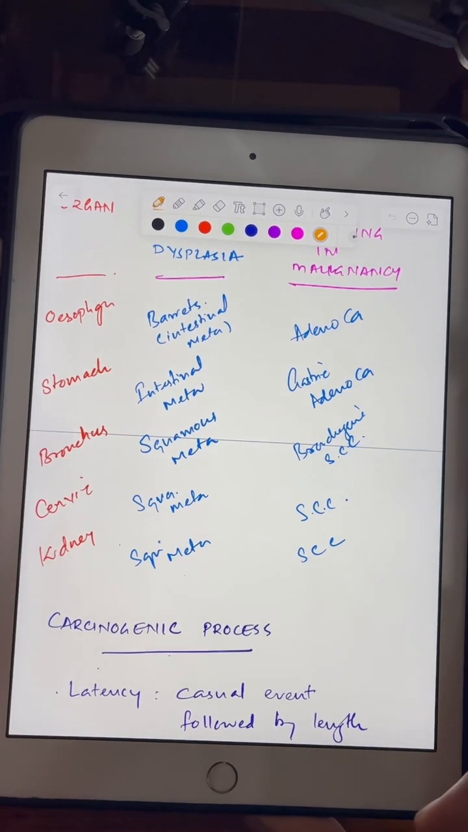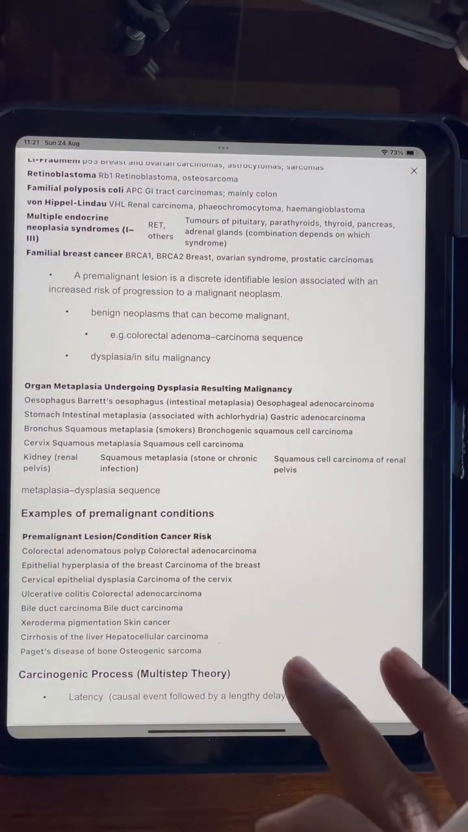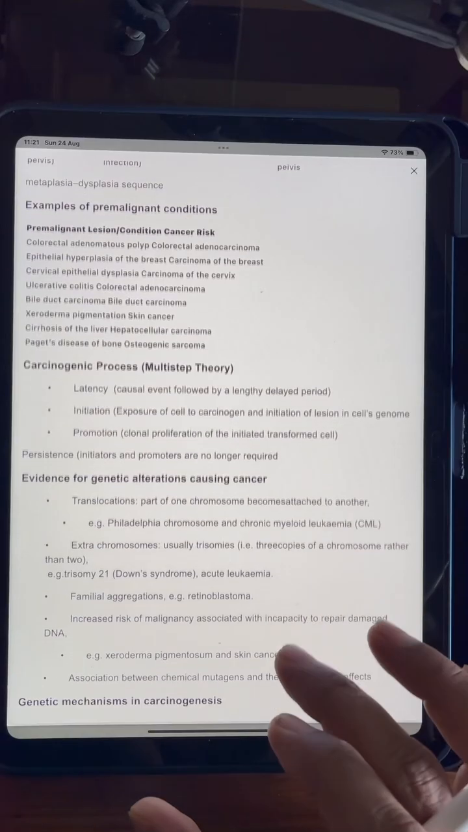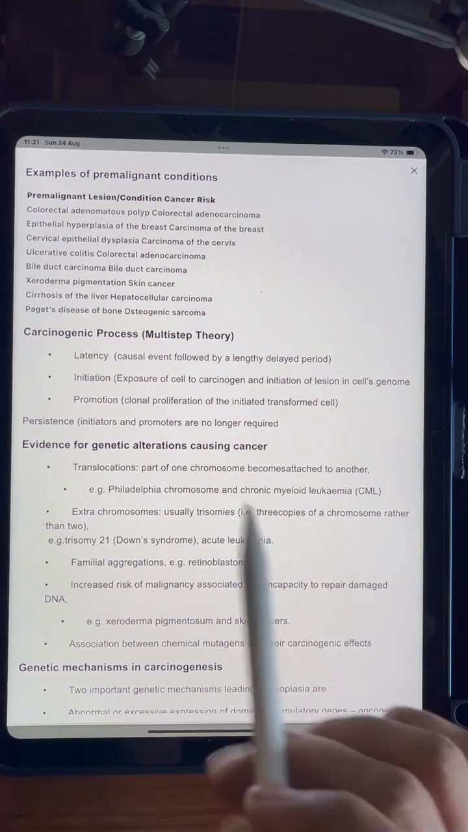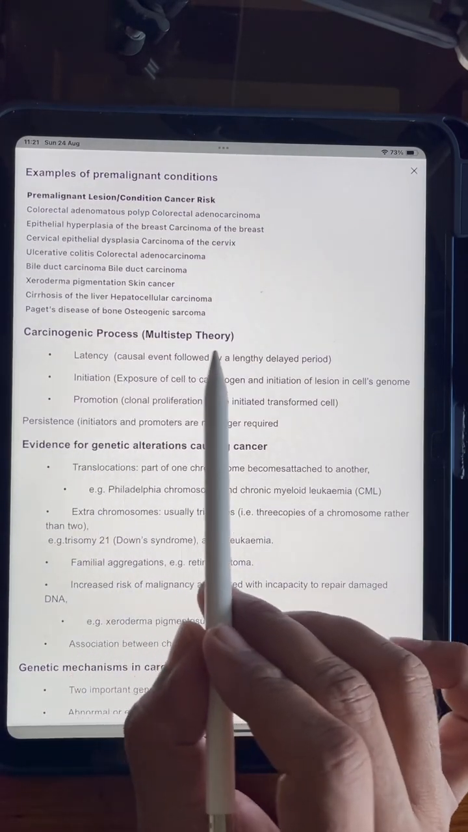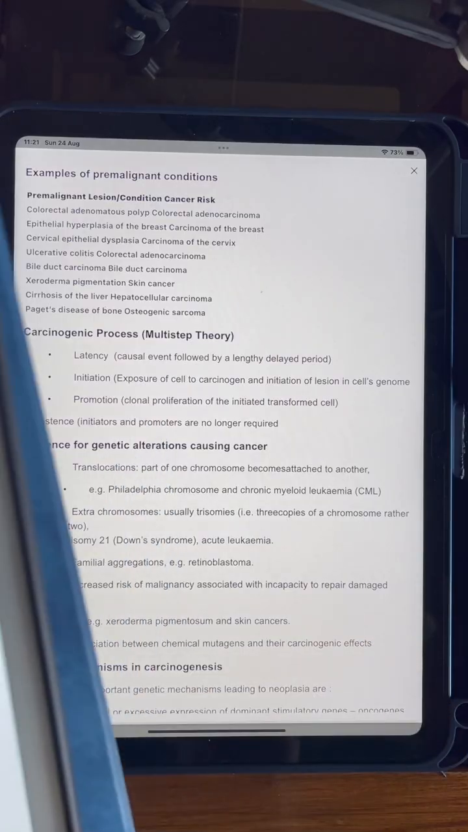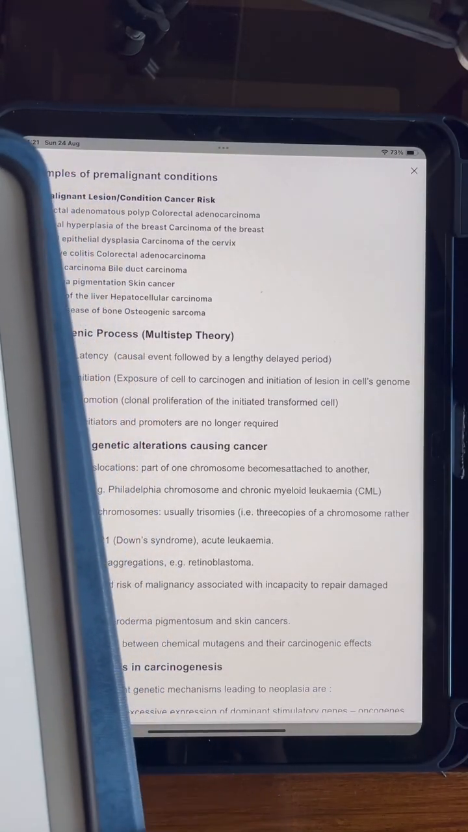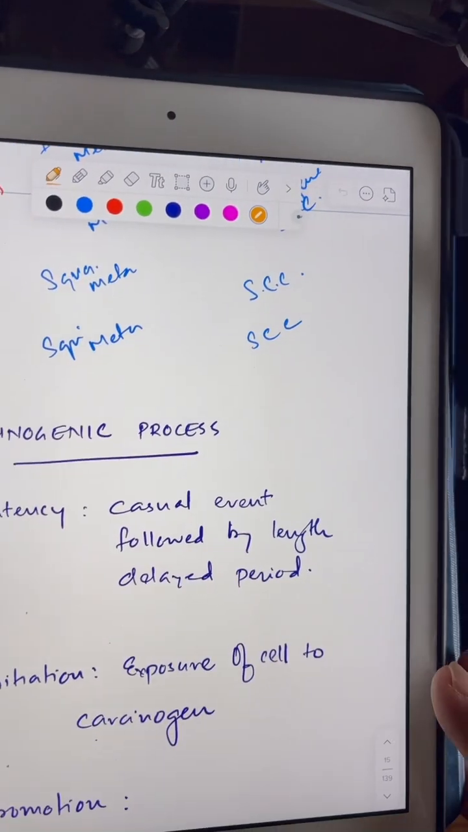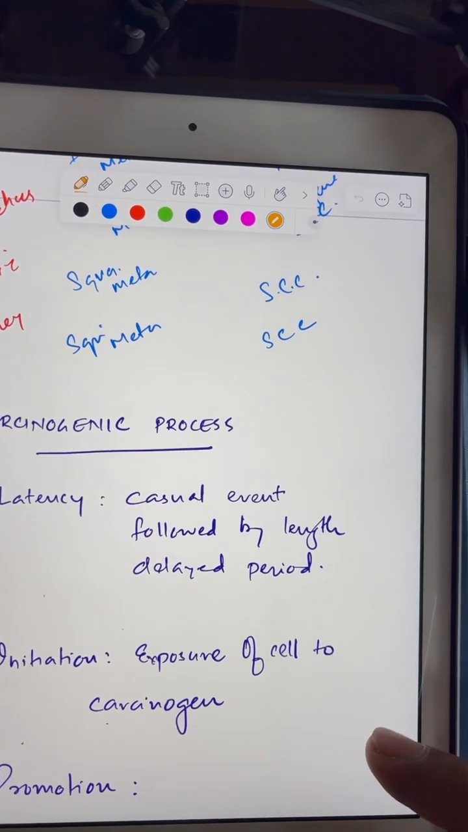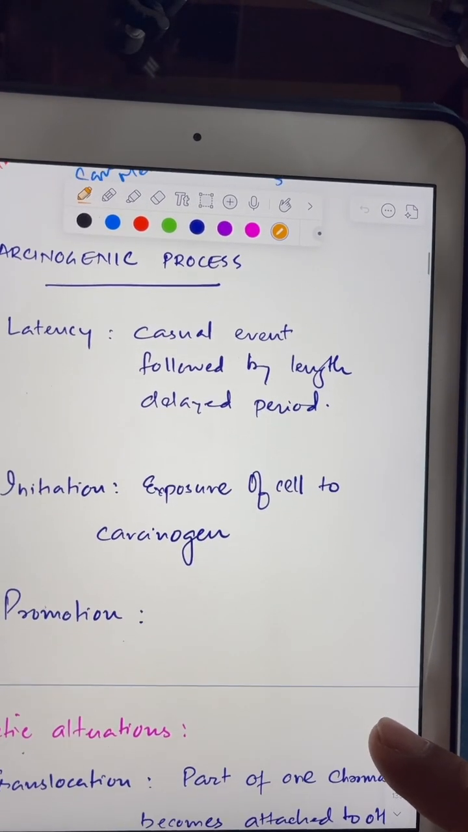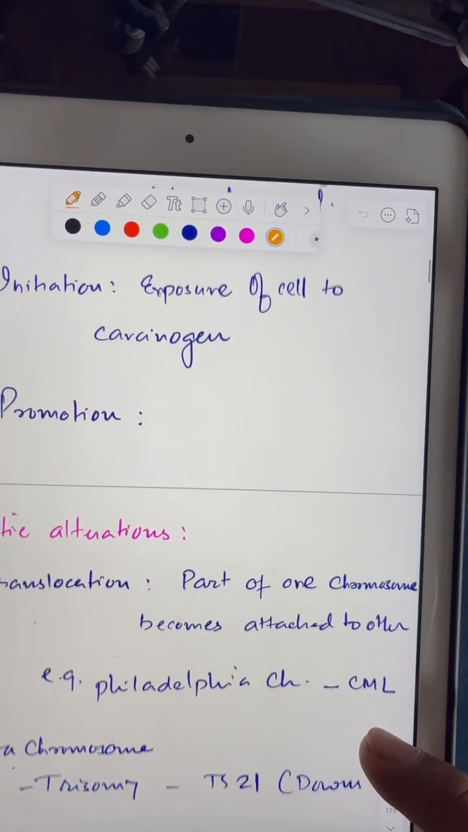How is the carcinogenic process? Let's go for the carcinogenic process. It is a multi-step process, there is latency in the initial phase. The causal event is followed by a long delayed period. Initially there is the causal event, then initiation, exposure of the cell to carcinogen, then promotion.